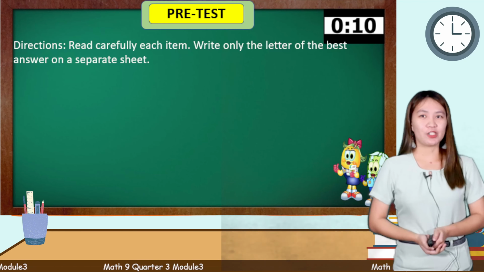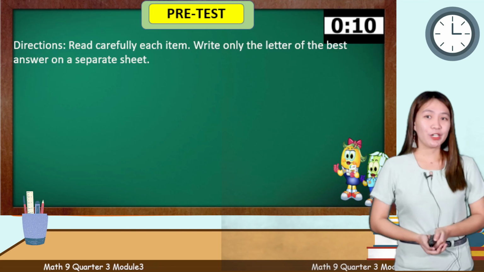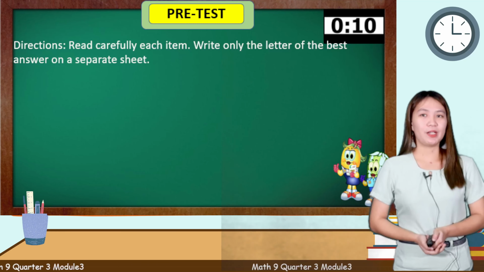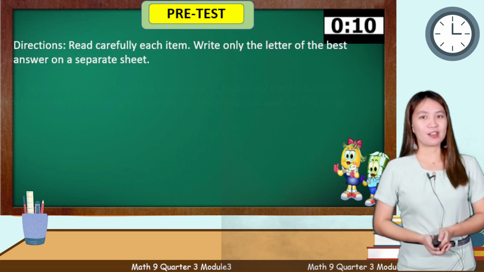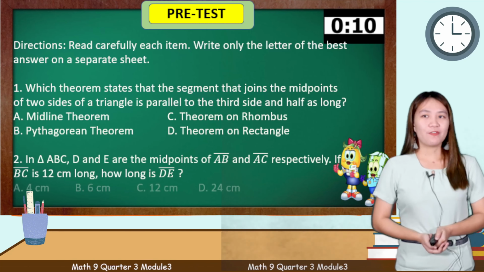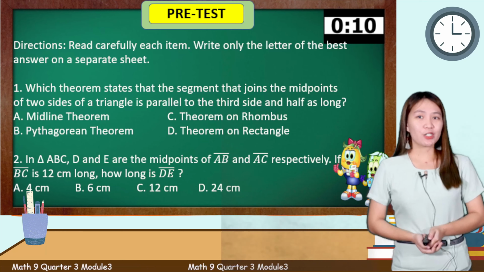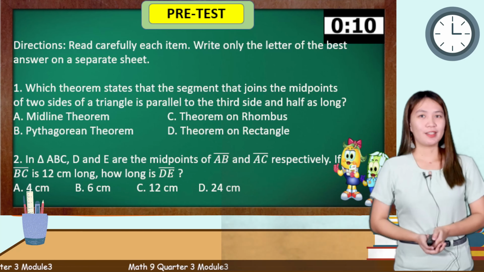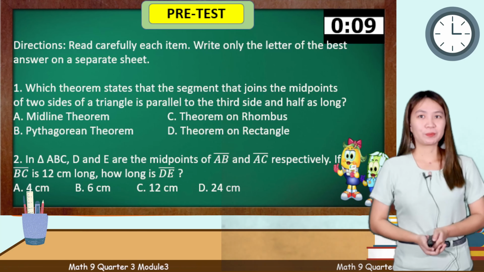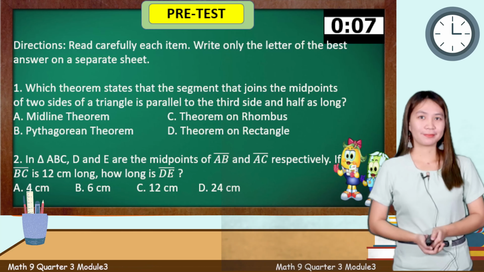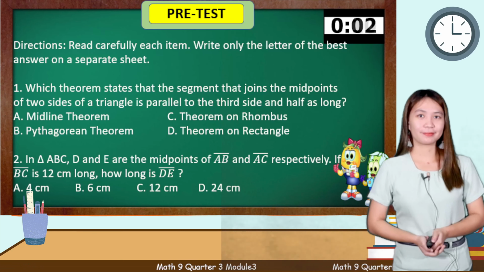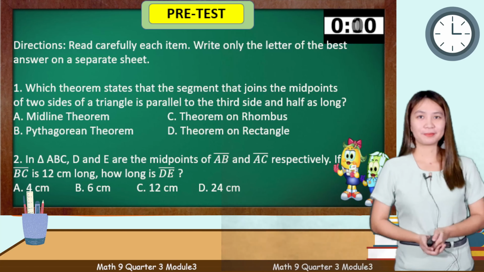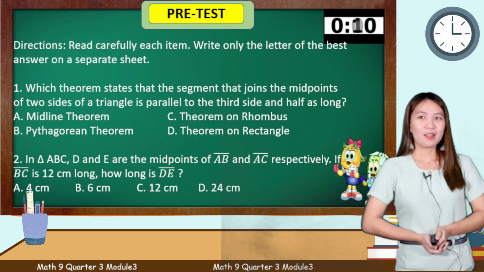Read carefully each item. Write only the letter of the best answer on a separate sheet, or you can type your answers in the comment box. You will be given 5 seconds to answer each of the following questions. Timer starts now. Time's up. Let us check.